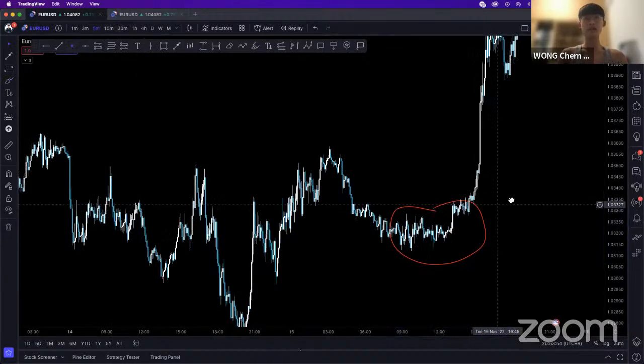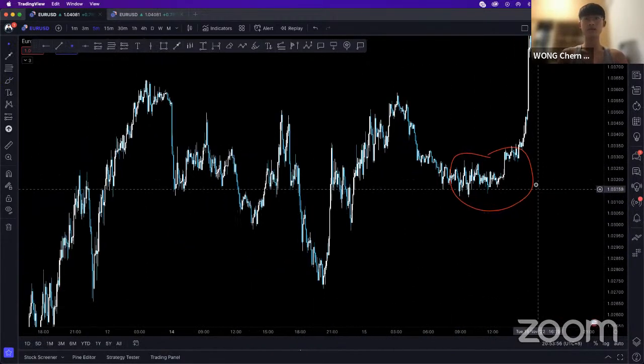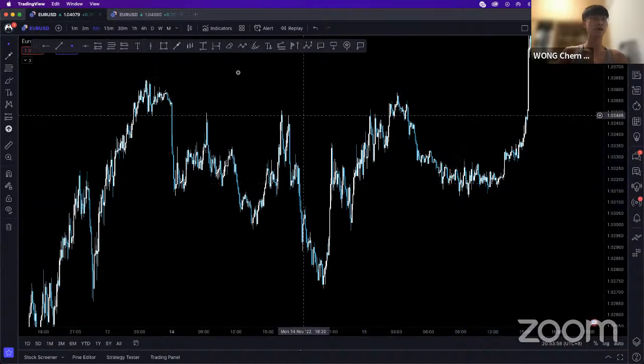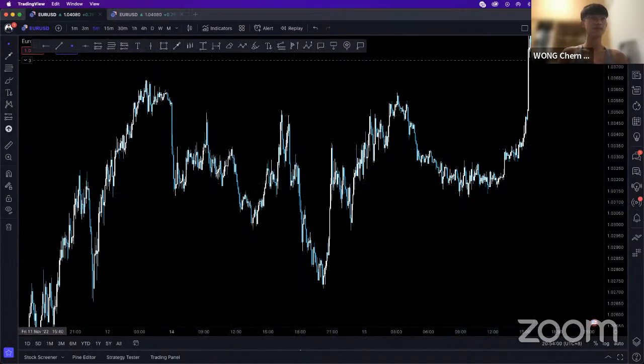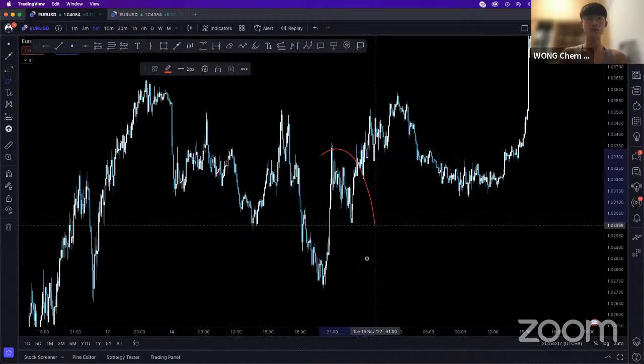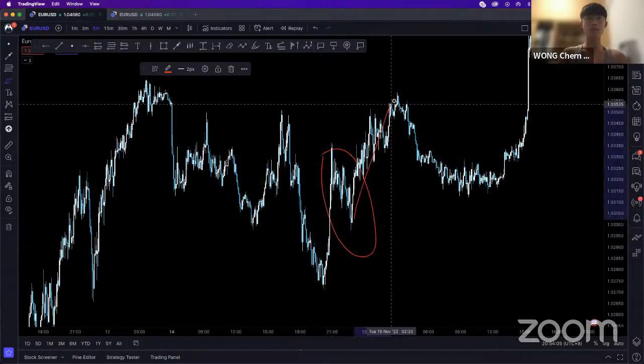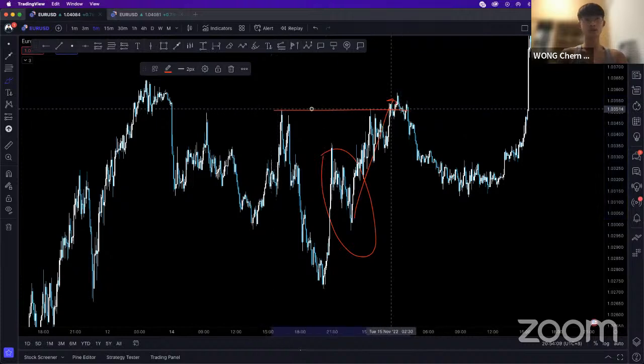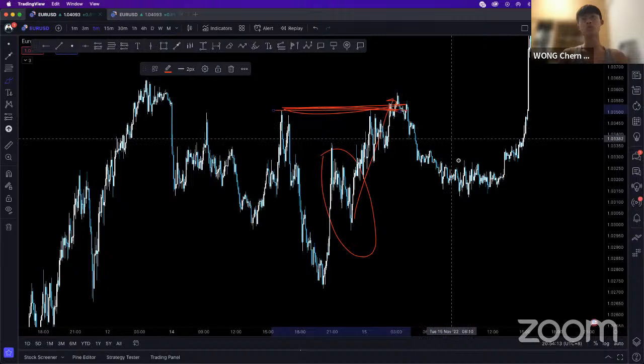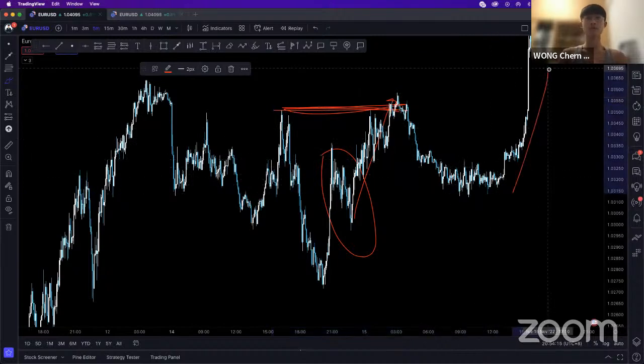I entered price here, and the reason is that this entire reaccumulation led to a move up, and this move broke structure here. That gave me confirmation that price can start to go bullish and hit further upwards.